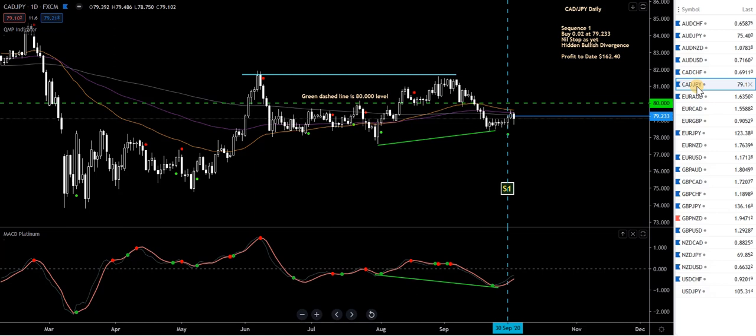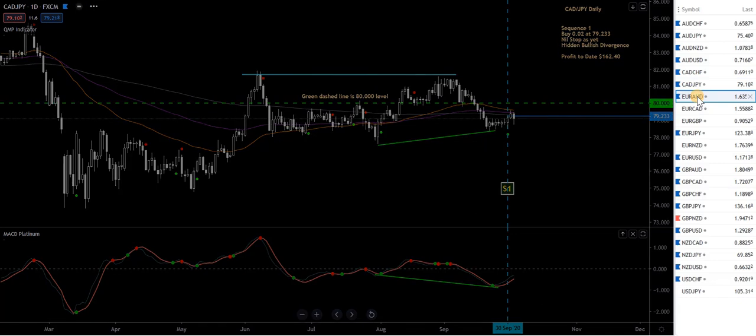All right, Cad Yen. So it's a slow mover generally. Green line's the 80-cent level. In a buy here, you can see my notes based on hidden bullish divergence. No stop because of hidden bullish divergence. MACD Platinum below the 0 level. Remember the MACD Platinum? Generally, I'm looking to buy when it's below the 0 level and sell when it's above the 0 level. Also 0 lag MACD. So that's Cad Yen, going nowhere fast.